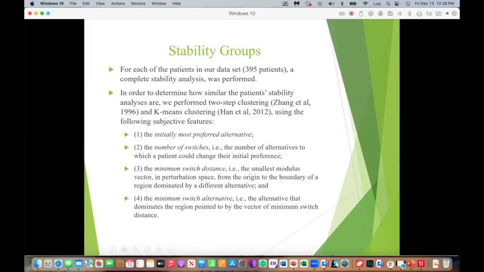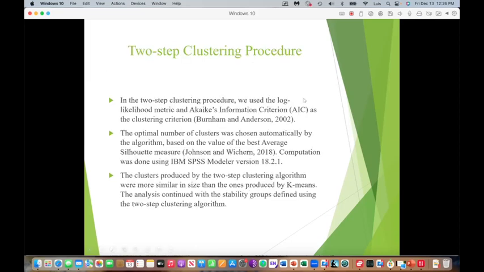Okay, so the two-step clustering uses the log likelihood metric and Akaike information criterion. And then we use what's called the silhouette measure, which shows how well we are clustering. How well do the patients fall within the cluster that you have? If you type silhouette measure average in Google, you'll get the whole description in Wikipedia. We use the two-step clustering because it gives you better similarity in the groups. So we kept it like that.